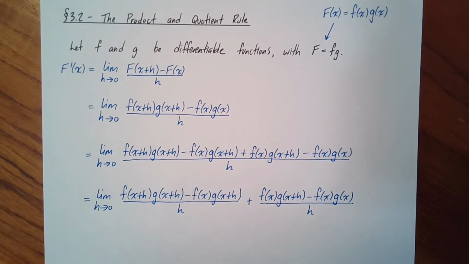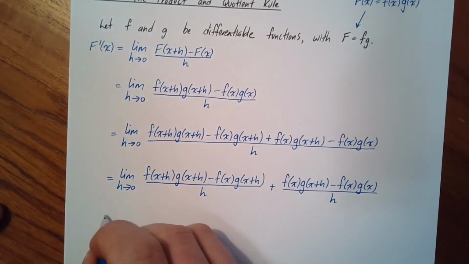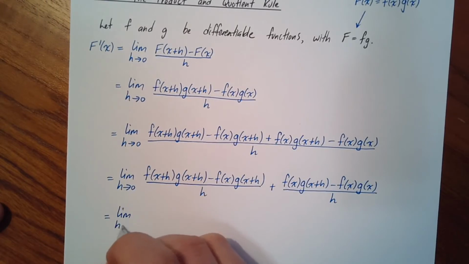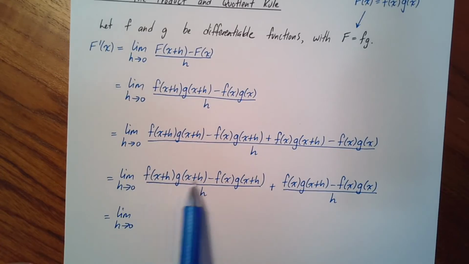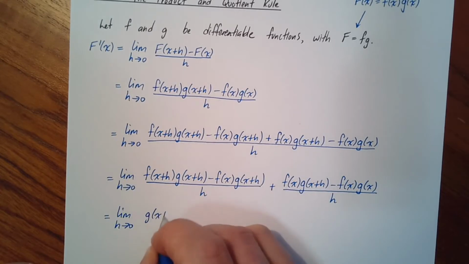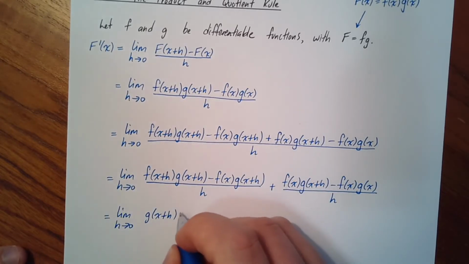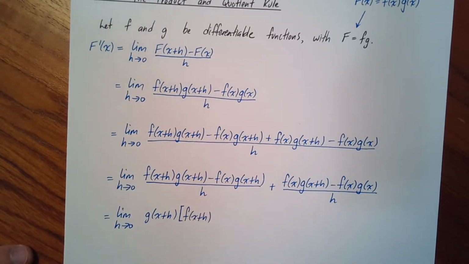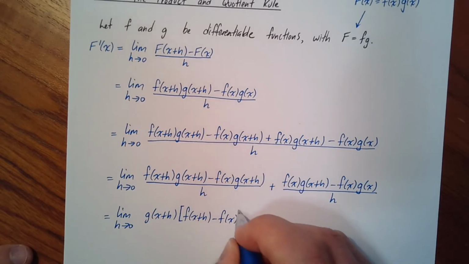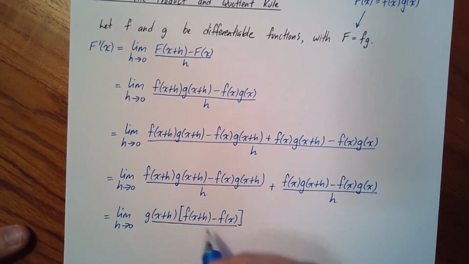And then now I'm going to factor out any common factors from these two terms in the numerator, and then factor out any common factors from these two terms in the numerator. So what's that going to look like? I'm going to have the limit as h goes to 0. Well, what's the common factor here? This term has a g of x plus h, and this term also has a g of x plus h. So I'm going to pull that out. I'm going to say g of x plus h multiplied by f of x plus h minus f of x, and all of this is over h.